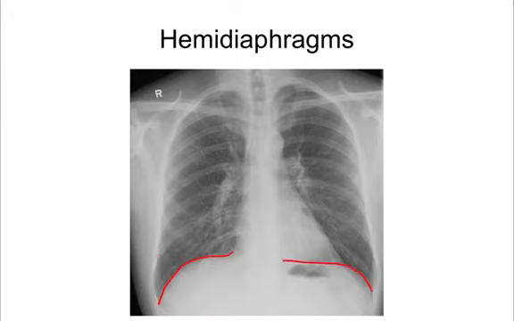Now we'll look at the hemidiaphragm. The hemidiaphragm on the right is usually higher than the left due to the positioning of the liver. You should check for any blunting of the diaphragms, as they should be well defined. Check under the right hemidiaphragm for any free air, which may indicate a pneumoperitoneum, and the left diaphragm should be visible behind the heart.